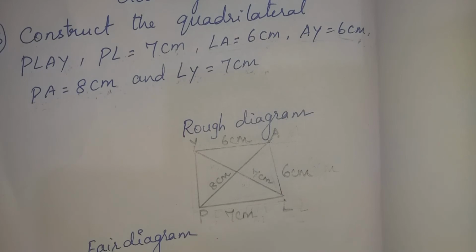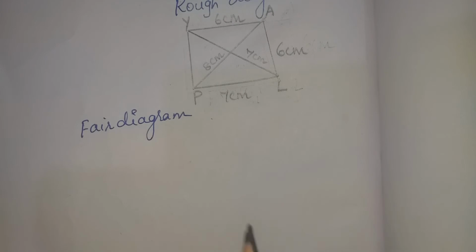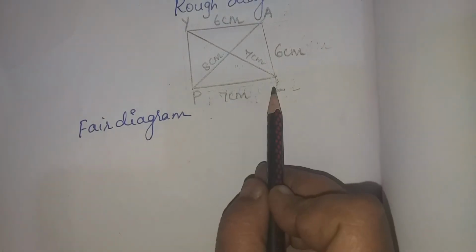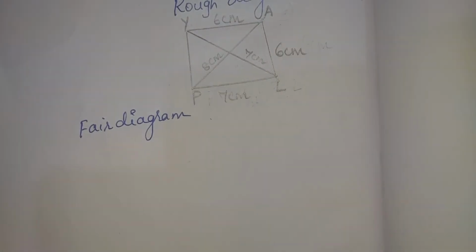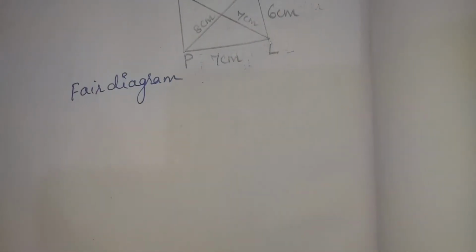Now let us draw the fair diagram. Let us construct the quadrilateral. Now you can see here PL is given 7 centimeter. So let us draw the line segment PL which measures 7 centimeters. PL is equal to 7 centimeters. Now you can see we have drawn PL is equal to 7 centimeter line segment.